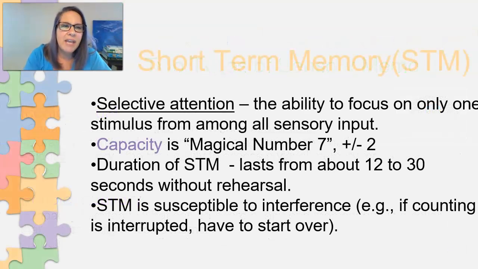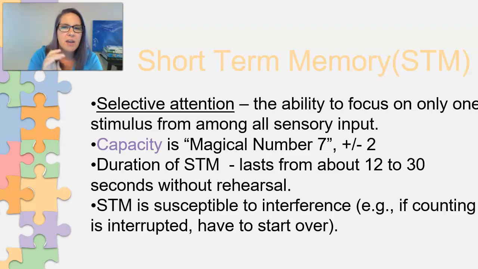Next, on the Atkinson and Shiffrin model is our short-term memory storage, and that's always abbreviated to STM. These are a couple of abbreviations that you should know because they may show up on a test or something. So our short-term memory gives us that ability to focus on only one thing at a time. It's that concept of selective attention. So we're going to focus on only one stimulus out of everything that's being bombarded at us at one time.